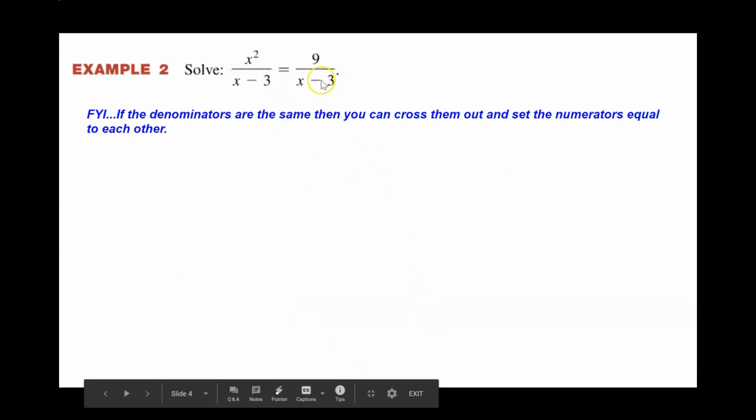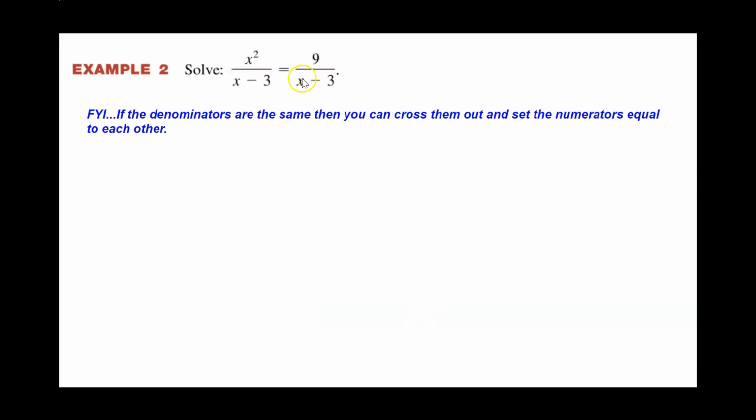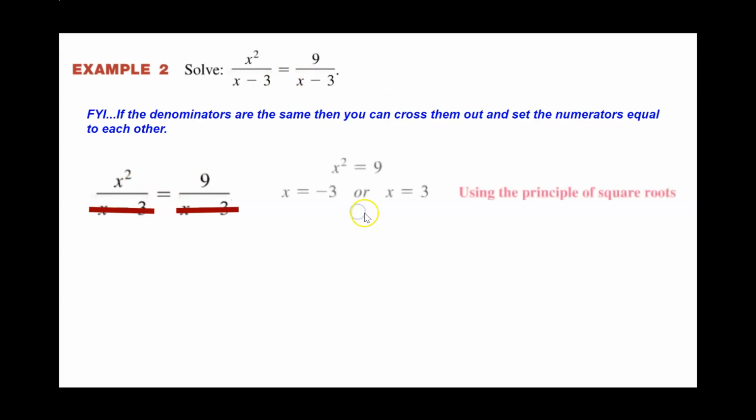If the denominators actually are exactly the same on both sides of the equal sign, you can just automatically cross them out. We don't need them anymore. That's only if the denominator matches the denominator on both sides of the equation. If you have some other stuff, you can't do that. But if it's exactly the same, cross them out, and all we have now is x squared equals 9. To get rid of the square, we take the square root of both sides. Remember, when you do the square root, you have your plus and your minus.